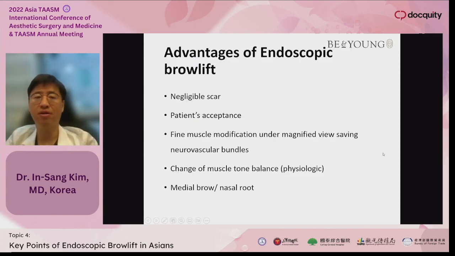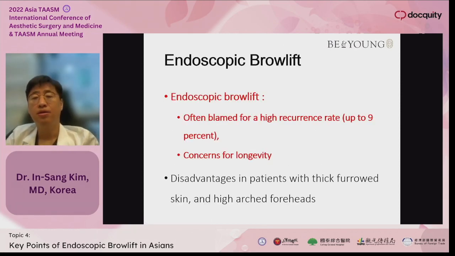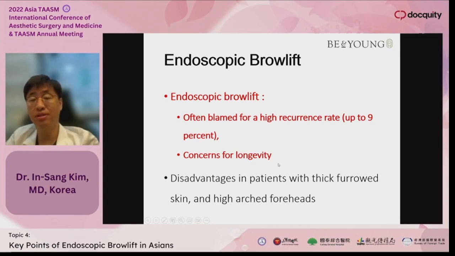So endoscopic brow lift has advantages like negligible scar, greater patient acceptance, fine muscle modification under magnified view, and physiologic change of muscle tone, especially at the medial brow and nasal root. For the medial side, the effect is much better than other procedures. But endoscopic brow lift is often blamed for a high recurrence rate, in some studies up to 9%, and there are some concerns about longevity.